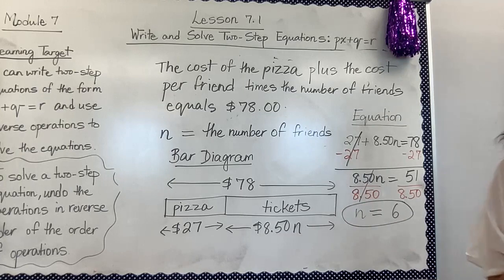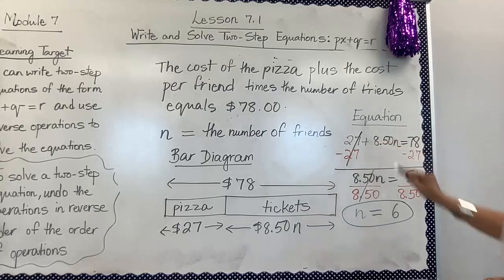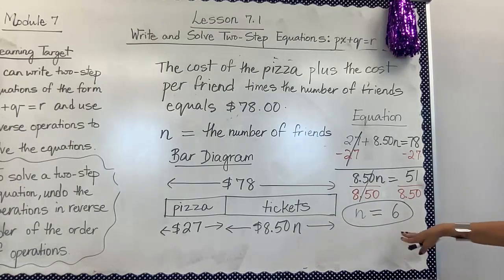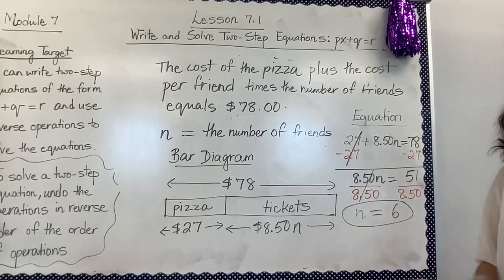And in order to check your work, all you're going to do is substitute the value. So if I'm substituting the values, I would say 27 plus 850 times 6. And when I multiply that, I am going to get 78. So we know that, yes, 6 people is what Toya had spent her birthday party money on.